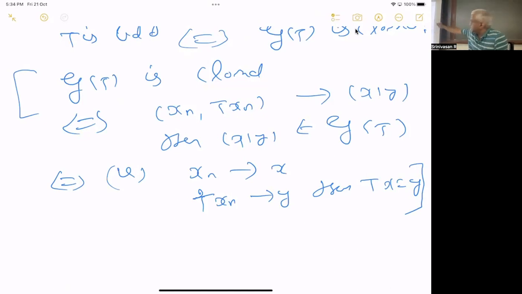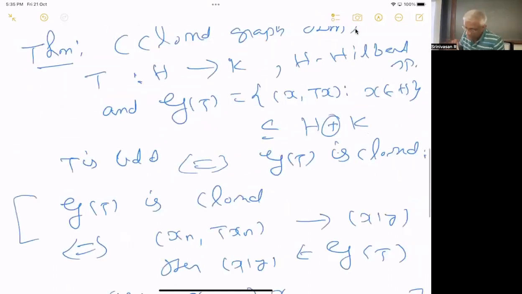The graph is closed means there exists a sequence in the graph which converges to something in the space H direct sum K, some element (X, Y). That means Xn converges to X, T Xn converges to Y, and then it is in the graph, meaning Y should be T of X. That's all. This is for Hilbert space. If it is for an unbounded operator, I will come to that again.